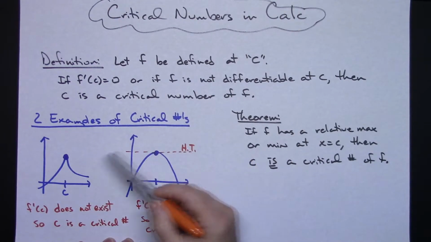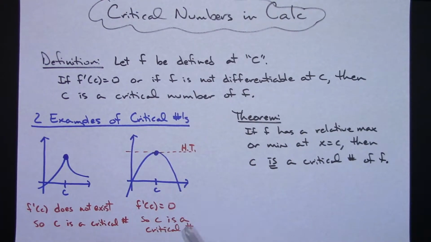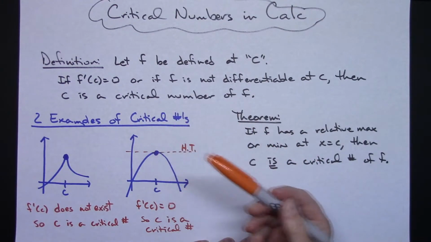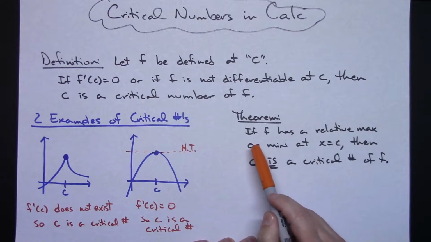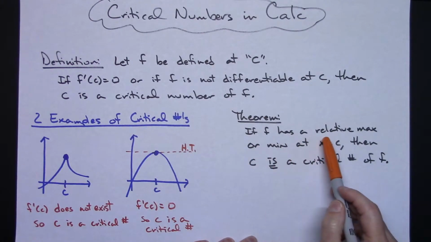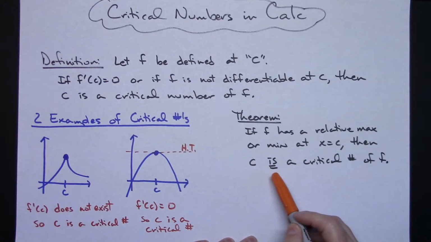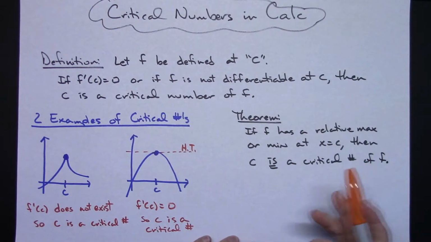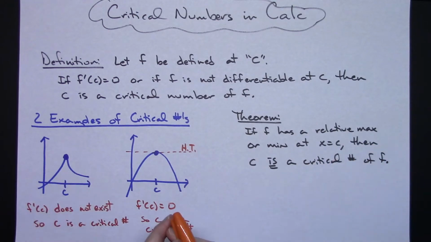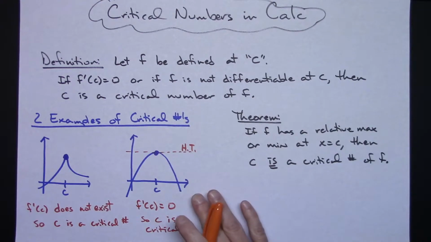So that's taking the definition and putting it into a picture form to look at. Now there's a theorem that corresponds to this as well, which basically says if f has a relative max or min at x equals c, then c is a critical number of f. So if you can look at your function and know that you've got a relative max or relative min, then you're guaranteed those are going to be critical points.